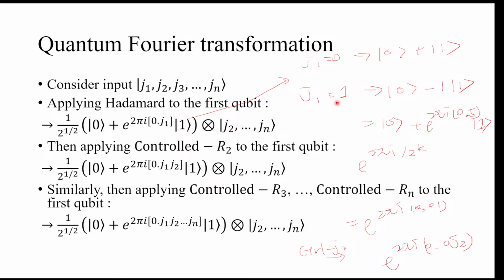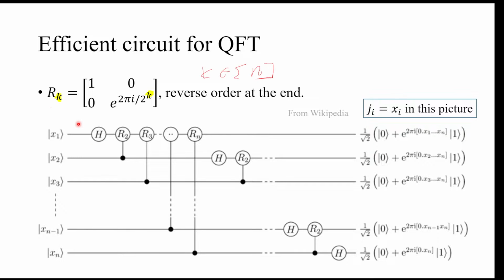So when j1 equal to 1, you have this 0.1 here, and when j1 equal to 0, then obviously you have nothing. So you get 0.j1 from just the Hadamard, and then you want your 0.j2, and 0.j2 you get from control on x2 and do R2.